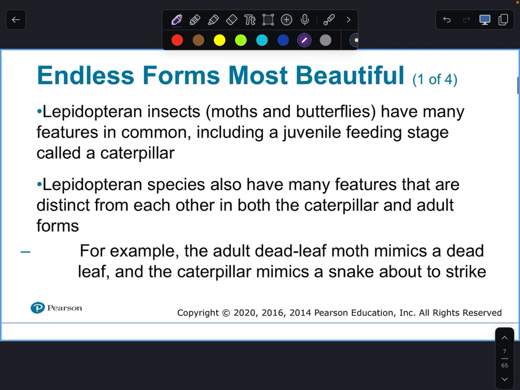So an example: Lepidopteran insects have many features in common. They also have many features that are distinct from each other, in both caterpillar and adult forms. This is just an example of the beauty of life. The adult dead leaf moth mimics a dead leaf, hence the name. But the caterpillar mimics a snake about to strike.